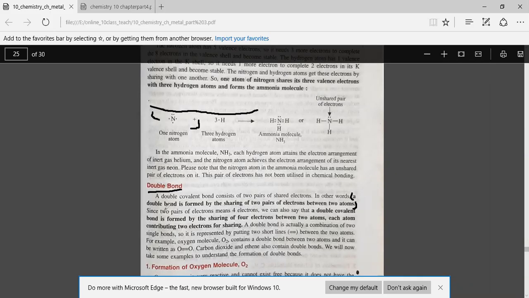So a double bond is formed by the sharing of two pairs of electrons between the two atoms. One pair has two electrons, so two pairs of electrons means four electrons will be shared between the two atoms. So the first example is the formation of the oxygen molecule.